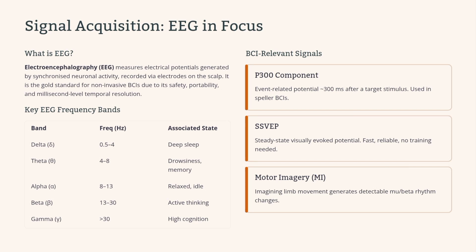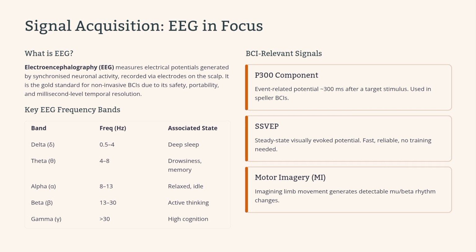Now let's focus on EEG because it is the most commonly used method in BCI. EEG means electroencephalography. It measures electrical signals produced by the brain using electrodes placed on the scalp. The reason EEG is widely used is because it is safe, non-invasive and gives very fast responses.